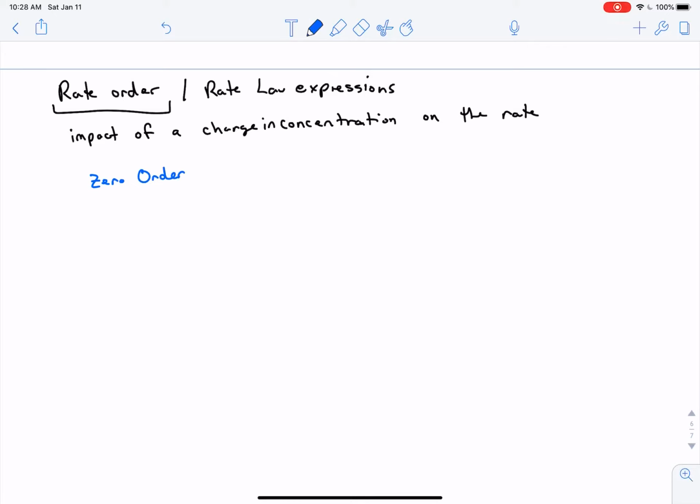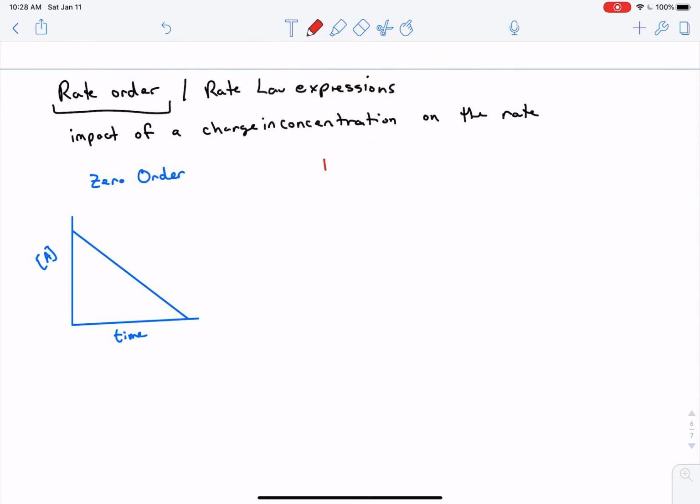There is what's called a 0 order, where if I graph the concentration of that substance versus time, the change will be consistent. Meaning that no matter what the concentration of A is, the rate of reaction will be the same, because the rate of reaction here is the slope. Okay? So in a 0 order, 0 is the exponent, and that means that no matter what the concentration is, it will not change the rate of reaction.